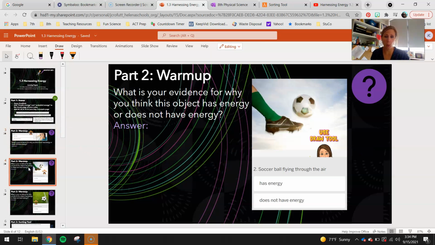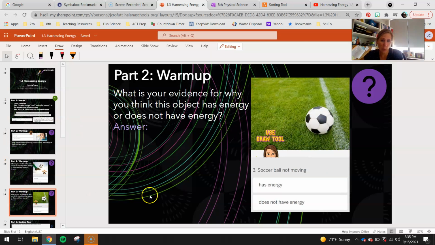Next one, still part of your warm-up. What is your evidence for why you think this object has energy or does not have energy? So just like last time, use the draw tool to circle whether it has energy or does not. Click back on your cursor and answer the question. And same with this part of your warm-up as well. We have a soccer ball not moving. Does it have energy? Does it not have energy? And then what is your evidence for this?